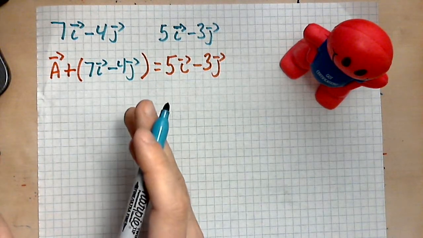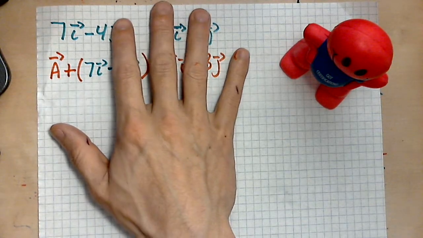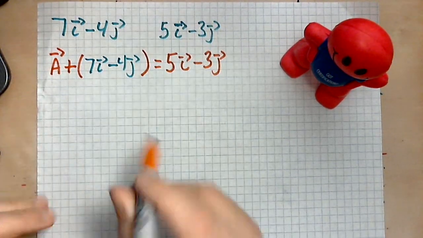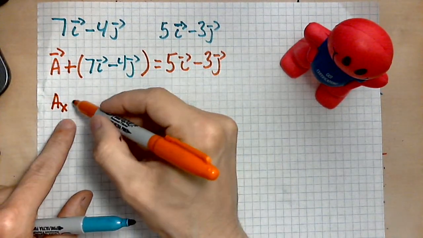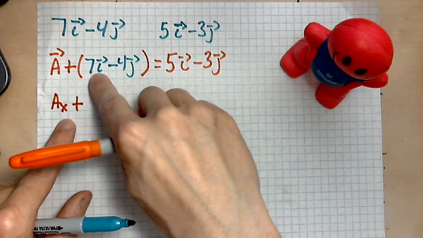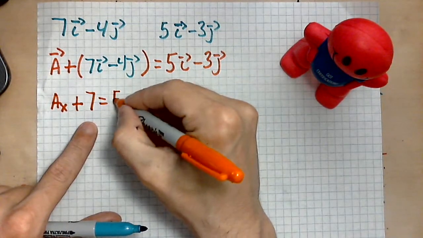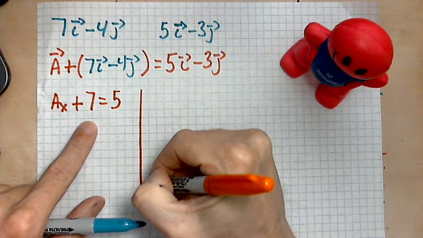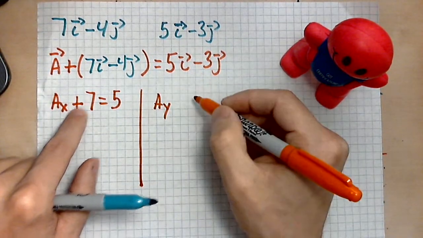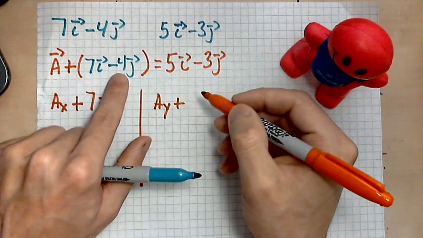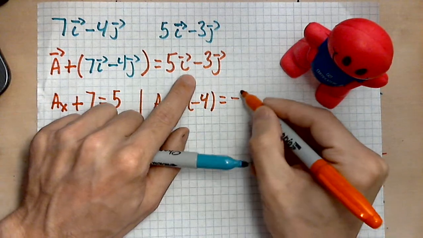Of course, a vector equation looks nice when it's written, very compact. But when you actually solve it, you've got to solve it in component form. So let's take the A here and write it as Ax for the x component of A. And to that now you add the x component of this vector, which is 7. And that has to be the x component of the resultant, which is 5. Then we have the y component of A, which we don't know, but we add to it the y component of this one here, so that's a -4, and that has to be equal to the -3.